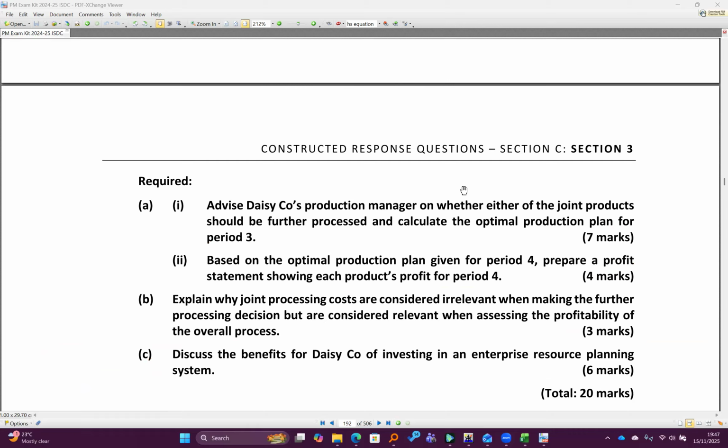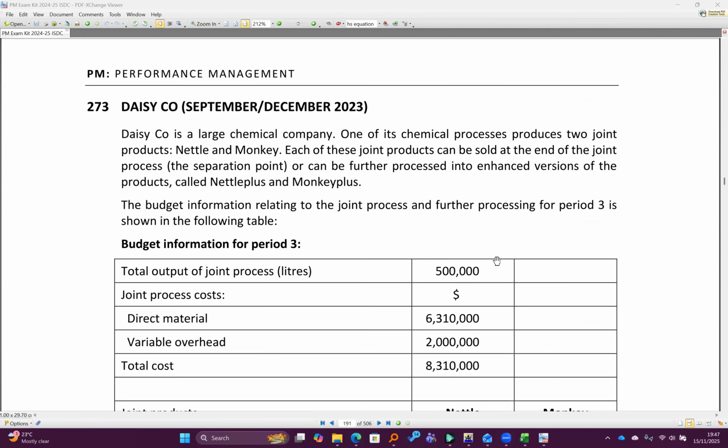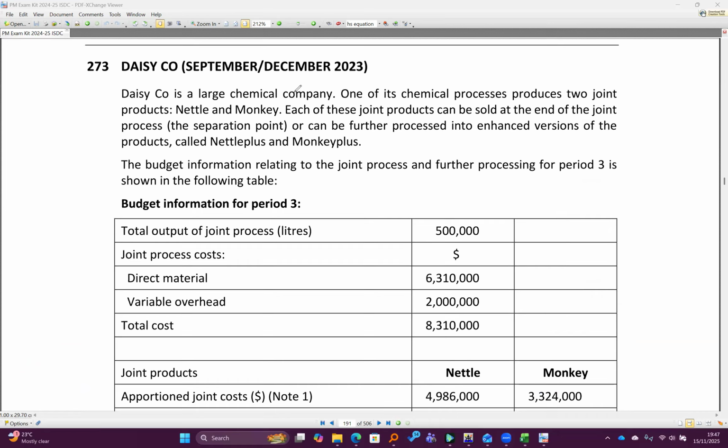So here we look at what is told about the scenarios that we are looking at. So they're saying that there is a large chemical company, and one of these chemical processes produces two joint products. When you produce joint products, it means that at first as you are going through the chain, you go, and then afterwards you get two products like this. And then from here, usually the decision is whether you should process both or one or none. Okay, we are going to see whether this one is one of those sort of questions.